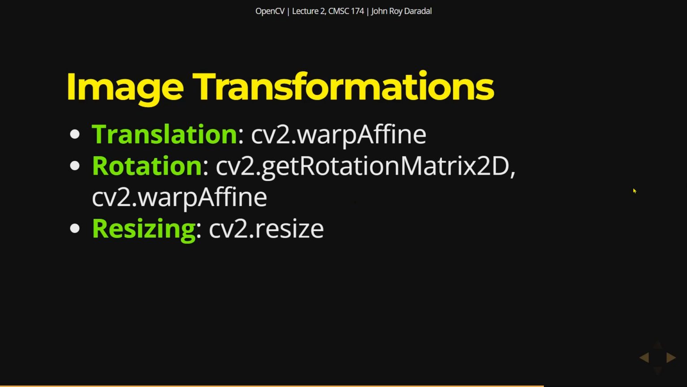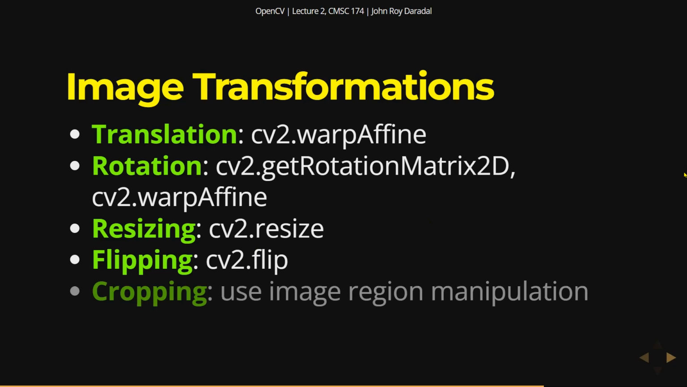And then next you have resizing. If you want to make it bigger, to enlarge it, or if you want to shrink it, just use cv2.resize. And for flipping, of course, you can flip it horizontally or vertically. You use cv2.flip. And for cropping, if you want to crop certain areas of the image, then you can just use the image region manipulation technique that I mentioned earlier. So just use the coordinates y1 up to y2, x1 up to x2, and then change it however you like.